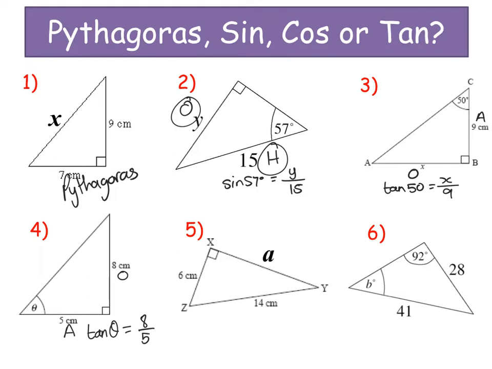On the next one, we're looking for a missing side. We don't have an angle in this one, so that tells us that this is going to be Pythagoras' theorem. The only thing we have to remember here is that obviously the side opposite the right angle is the hypotenuse, so this is C.